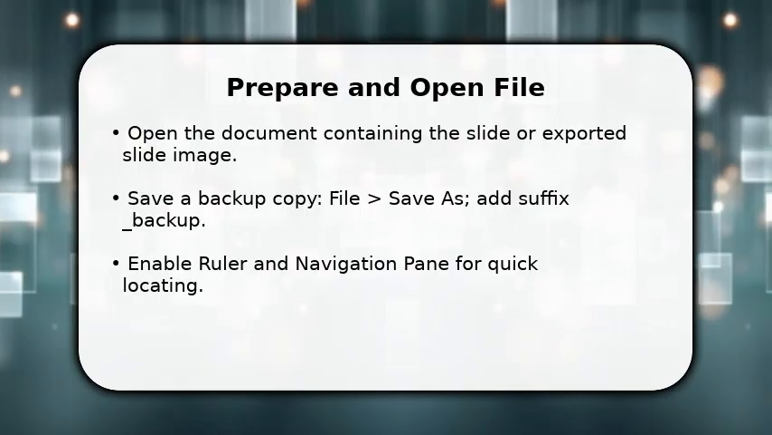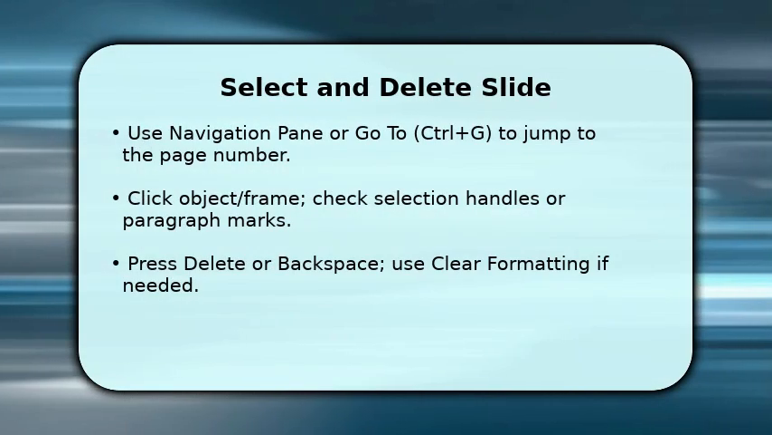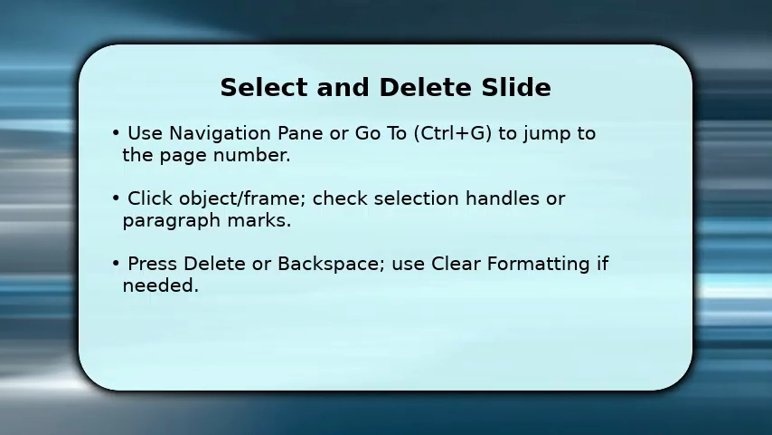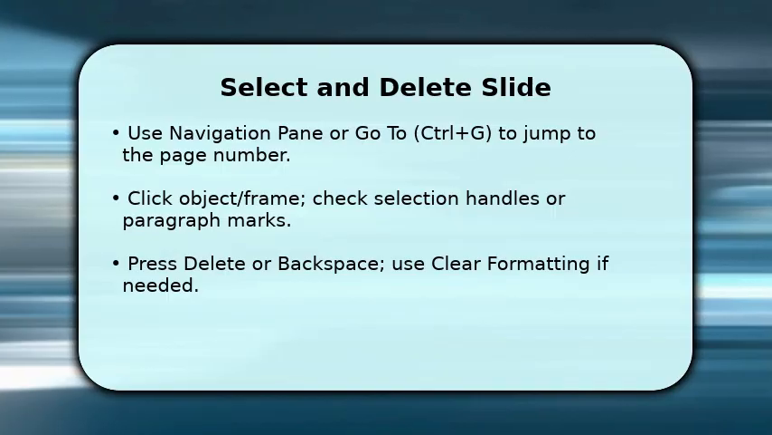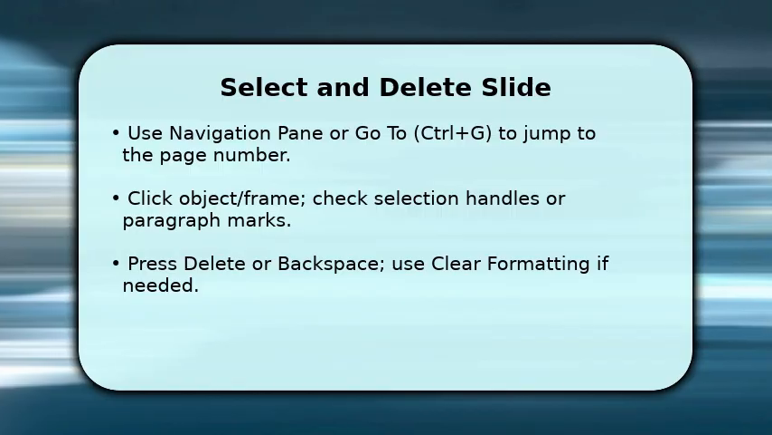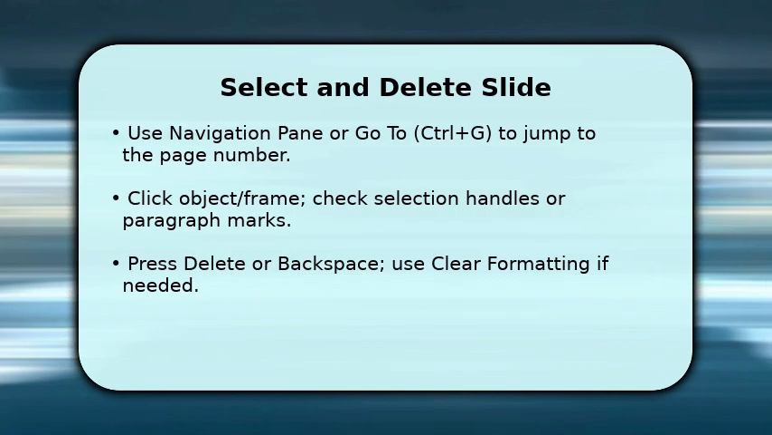Now locate the slide page and select the content precisely. Use the navigation pane or press Ctrl+G to jump to the page number. Click directly on the object, image, or table so selection handles appear. If it's framed text, reveal paragraph marks to include hidden anchors. Once selected, press Delete or Backspace to remove it. If leftover formatting disrupts layout, use clear formatting or delete adjacent empty paragraphs to restore flow.